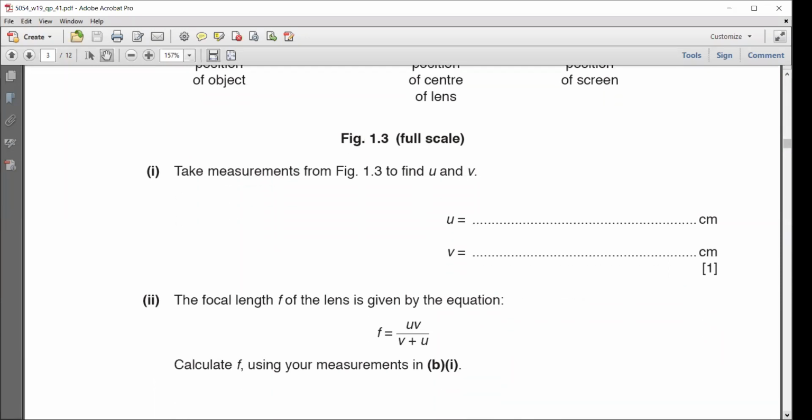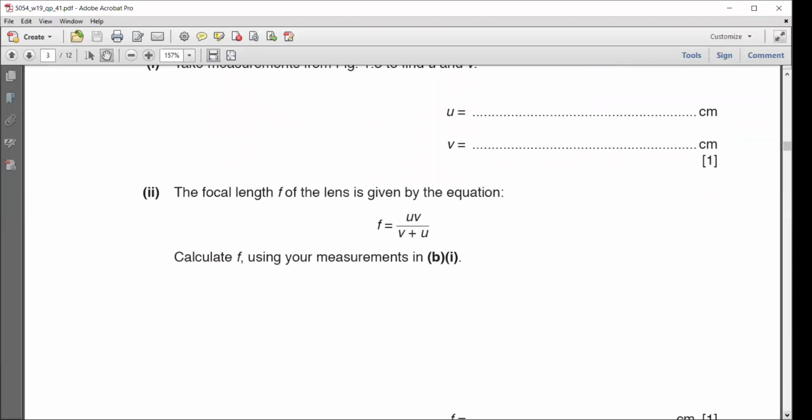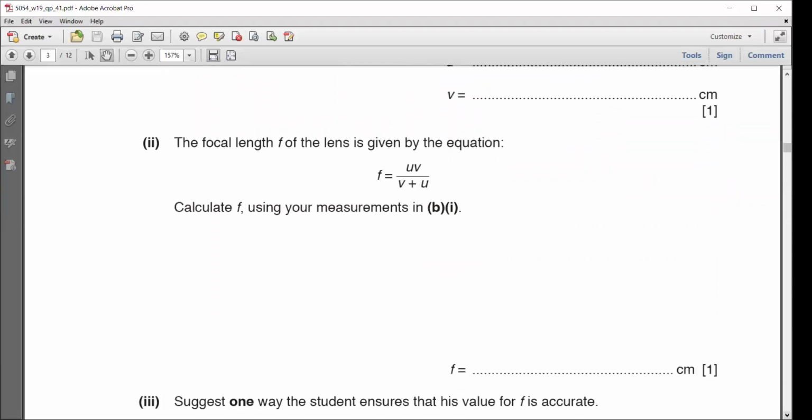Now they gave the formula to find the focal length: F equals UV divided by V plus U. You will put those values. Mathematics is the language of physics, right? That's why you will get many things related to physics and maths. You will calculate it, but when writing your answer, you should make the answer 2 or 3 significant figures. Always remember it.